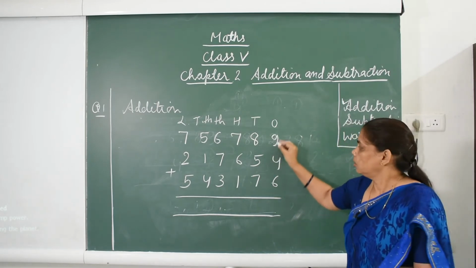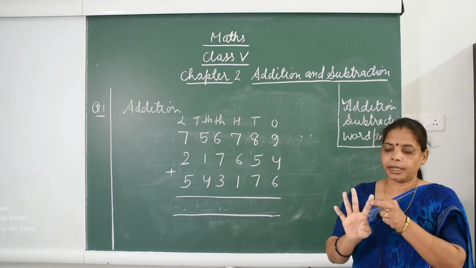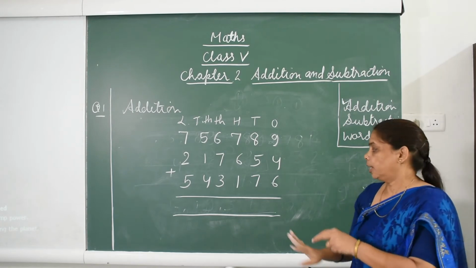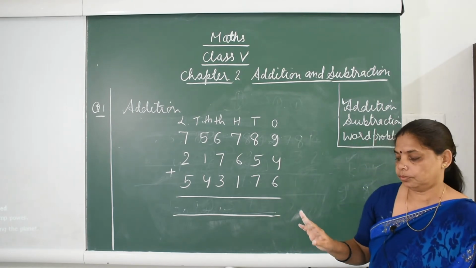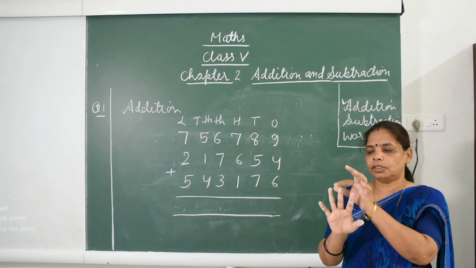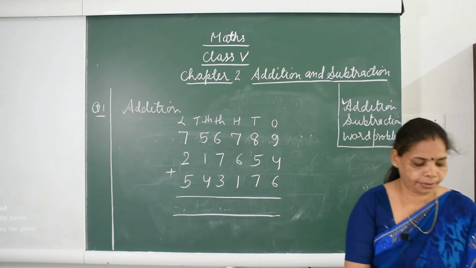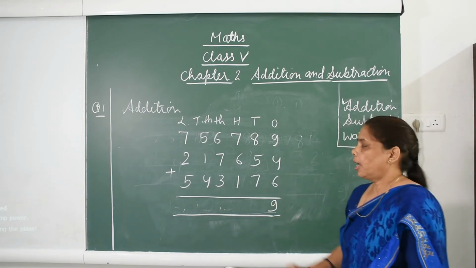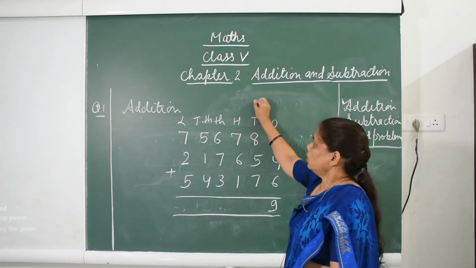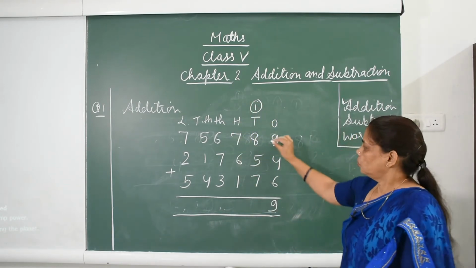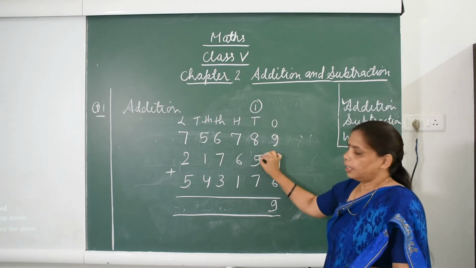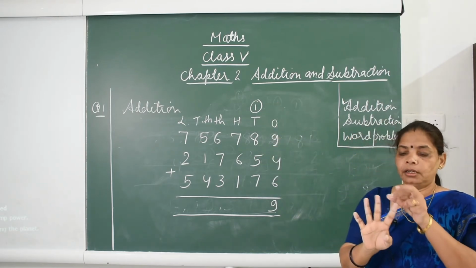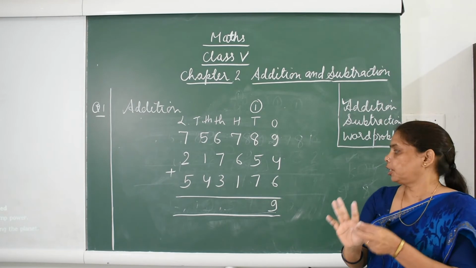Again we take this. 9 plus 4: 9, 10, 11, 12, 13. 13 plus 6: 14, 15, 16, 17, 18 and 19. So 9 we write at the place of answer and 1 will take to the next place. So 8 plus 1, 9. 9 plus 5: 10, 11, 12, 13, 14.